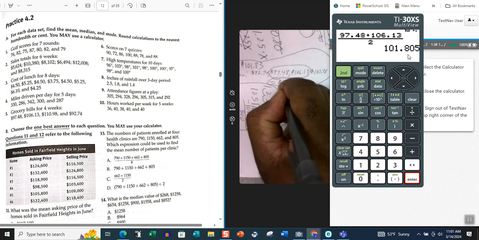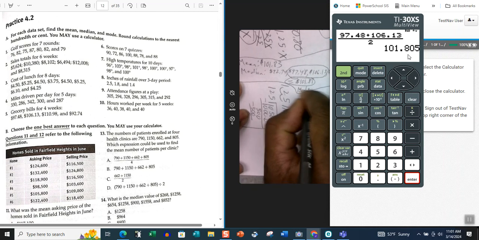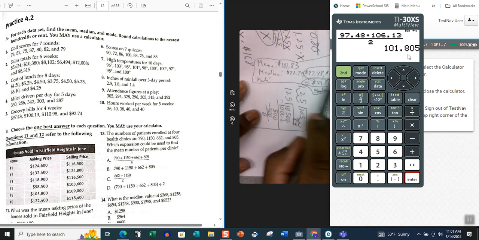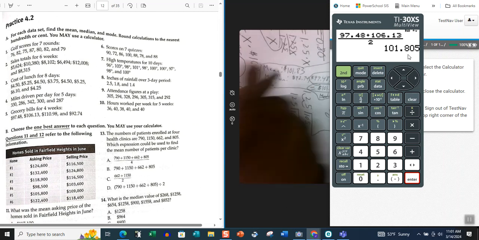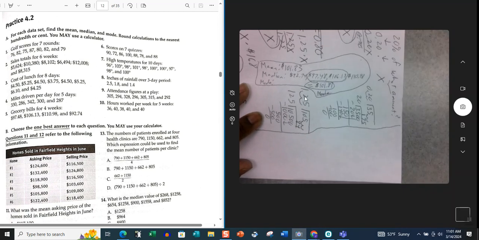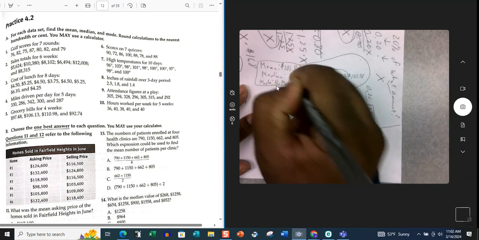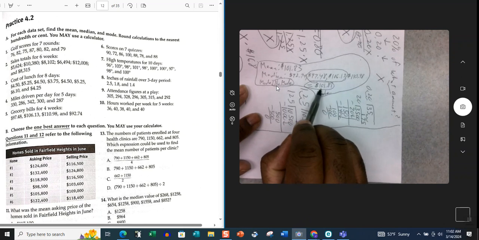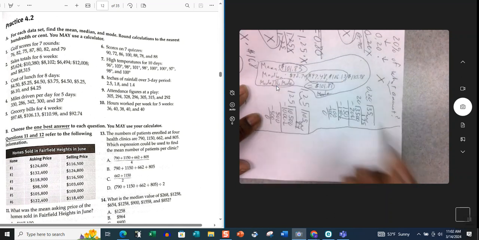Our mode here, there's no number that repeats. All of these numbers only appear once. So our mode here, let me minimize this. Since all of these numbers only appear once, our mode would be no mode, because there is no mode. So our mode is no mode. Our median is 101.81, and our mean is 101.83.